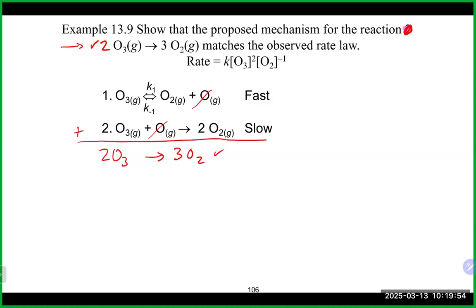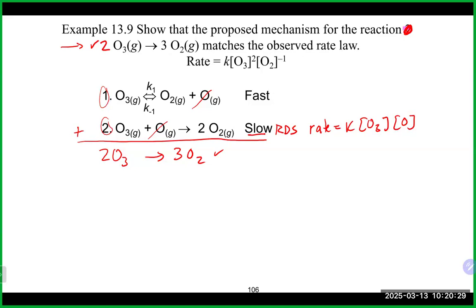Next, we need to turn our attention to the rate determining step, which in this case we could identify as step number 2, and we know that because frankly it just says slow. So that is our RDS, or rate determining step. That means that the rate law for that step, if it's a good mechanism, should match the one they found experimentally. We can write a rate law directly from this step because it's an elementary step. So the rate is equal to k2 times O3 and O, where the 2 here is just the step number, right?